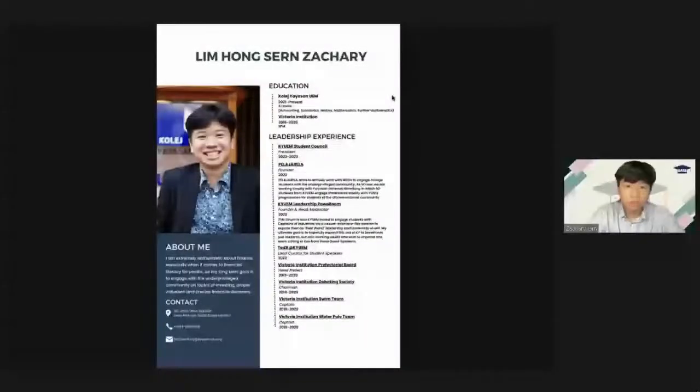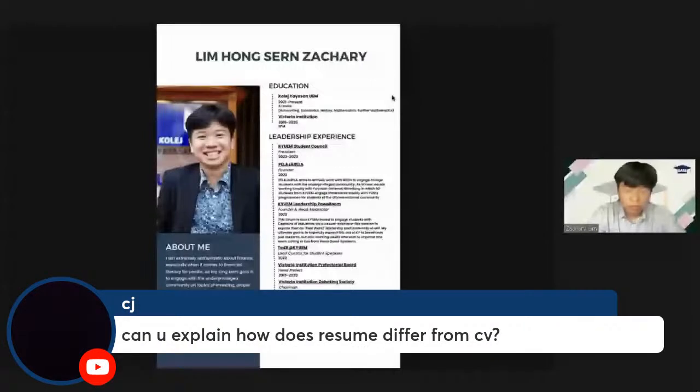Okay, guys. So we'll just start with the first round of Q&A. I had a few questions posted to me regarding CV and the difference between a CV and resume. I do apologize because earlier I did use both terms quite synonymously, because at this stage, I think you wouldn't be really writing a CV, but rather more of a resume.